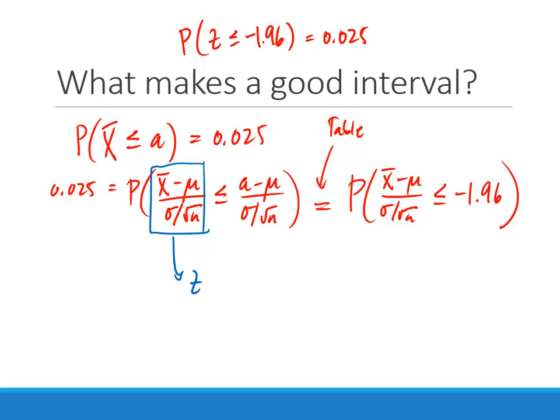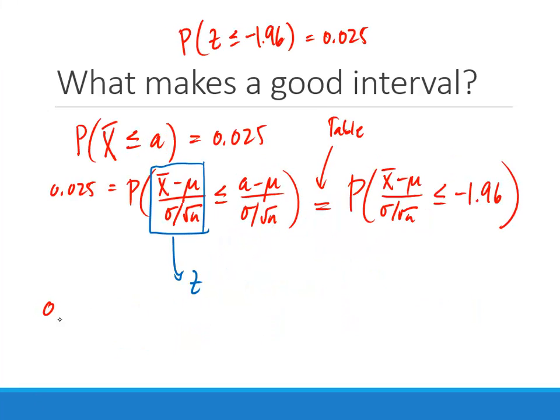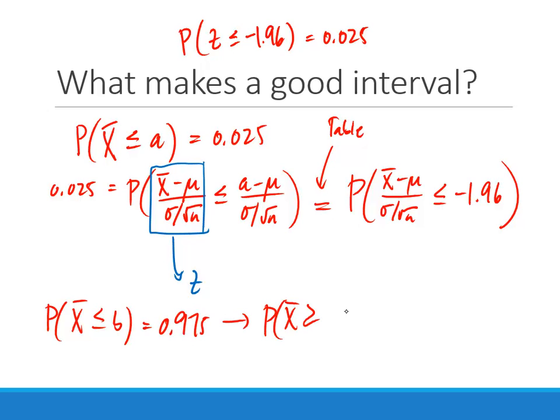But again, that tells me something about A here. I also need to know something about B. So I also want to find the probability that x bar is less than or equal to B to be equal to 0.975, which means the probability that x bar is bigger than B equals 0.025.